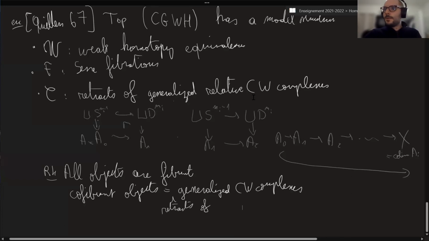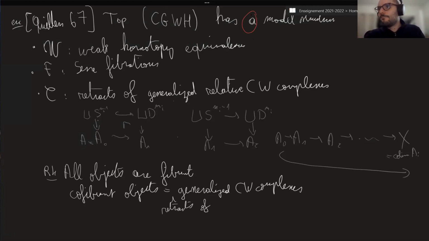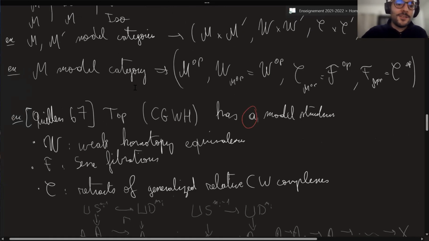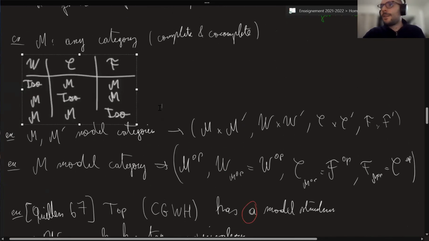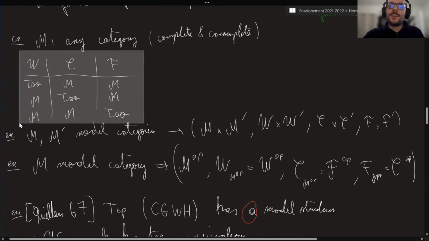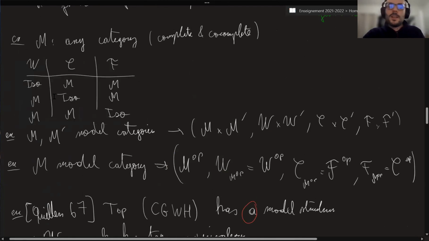So another example. As you can see here, I said a model structure. I didn't say the model structure. Why? Well, you already saw it on this example. You can have several different model structures on a category. And moreover, as I said, the weak equivalences are what's important. And here you can have two different model structures with the same weak equivalences. Okay, so the same spaces up to homotopy.